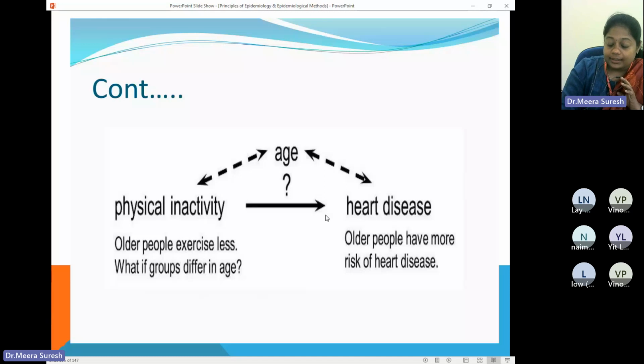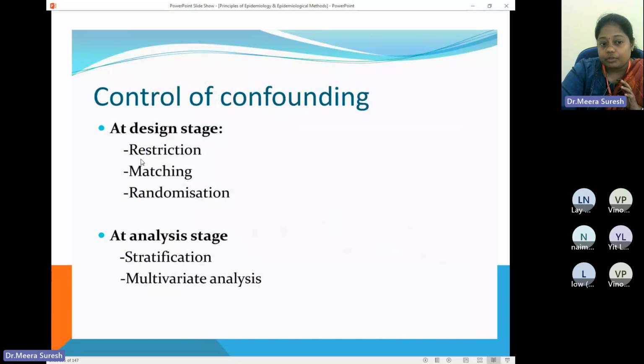So a confounder is a third variable which the researcher is not aware of, and that third variable can affect both the outcome and the exposure, and the final answer you arrive at is actually wrong. So how can you avoid this confounder? You can avoid the confounder at two different stages. One is at the design stage, and one is at the statistical analysis stage. At two times you can control confounding.